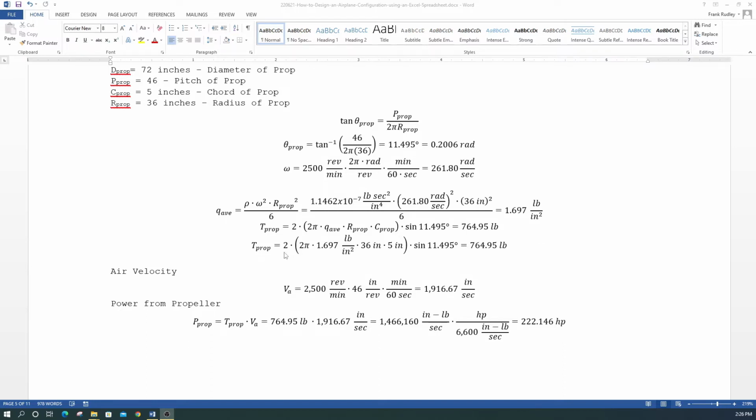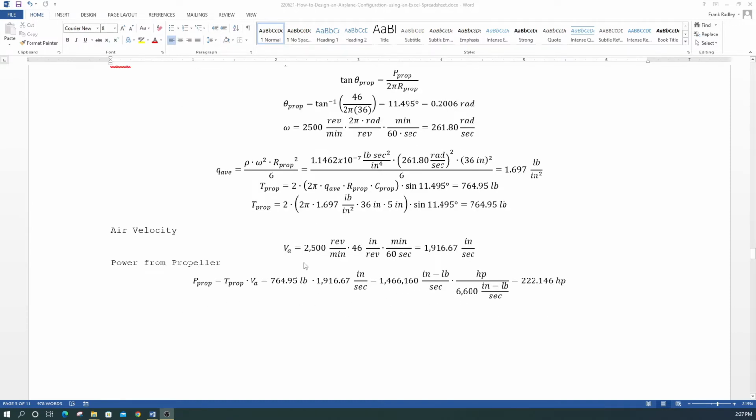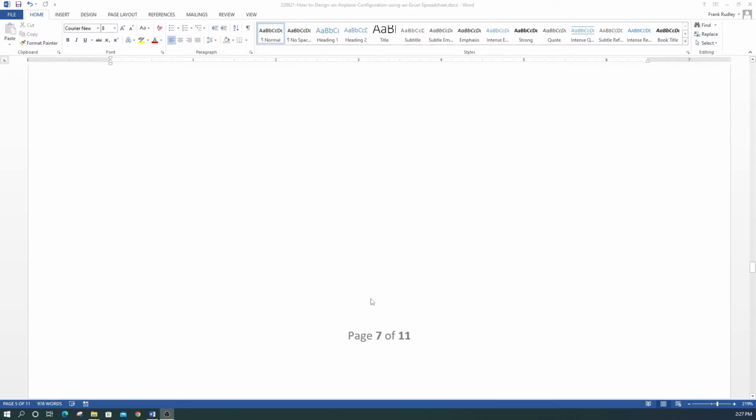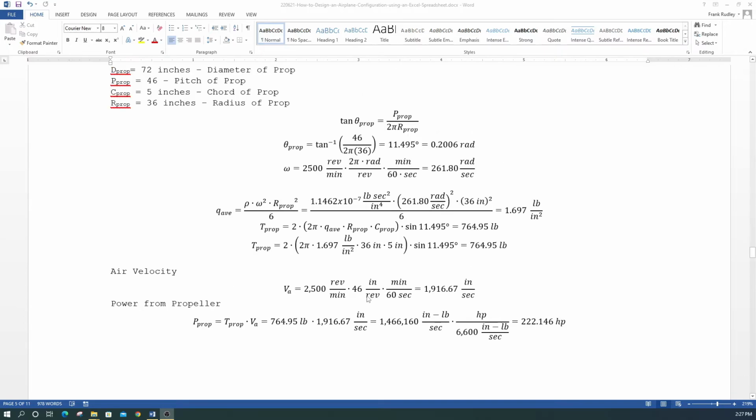So you could actually get a thrust. The thrust from that winds up being 764.95 pounds. So our air velocity is running 1,916 inches per second, and we could do a power calculation, which is 222.164 horsepower, which is typical for the type of engine that might be in a Piper Cub at max power. So we're going to try to do another video in the future on propellers and helicopter rotors.